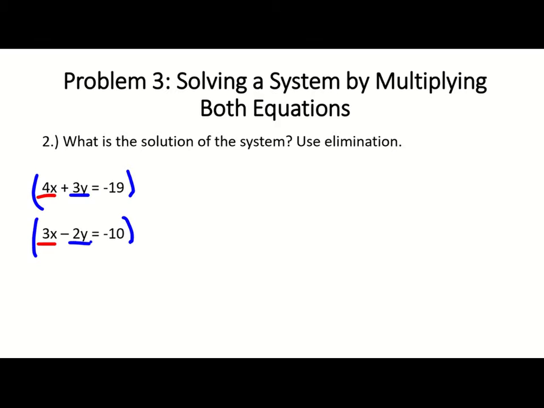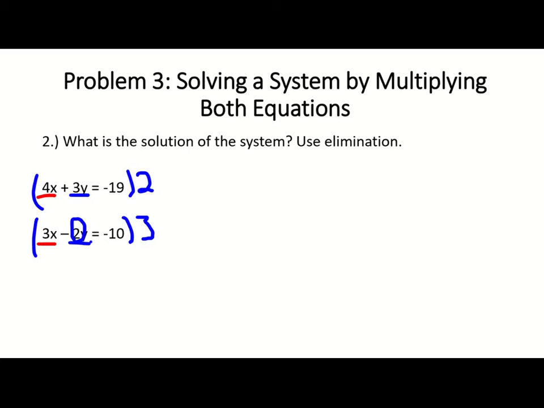the y's. I'm going to multiply the top equation by the coefficient 2, and I'm going to multiply the bottom by the coefficient 3. When I do this, since they were already positive and negative, I should be left with two equations that are going to cancel out one of the variables.